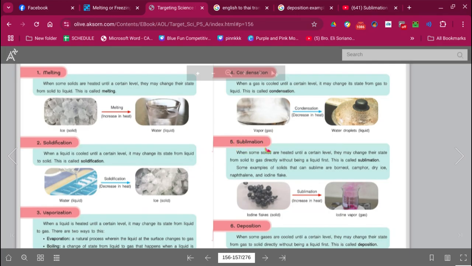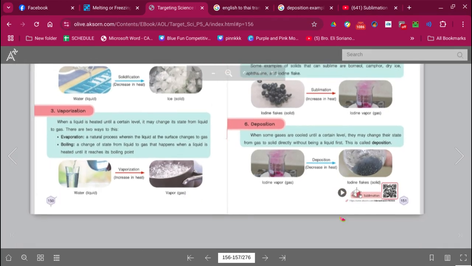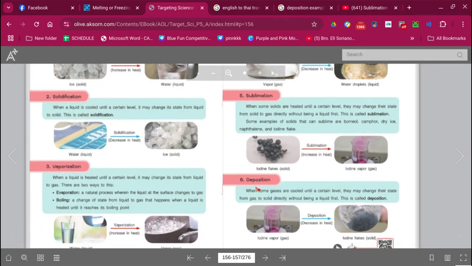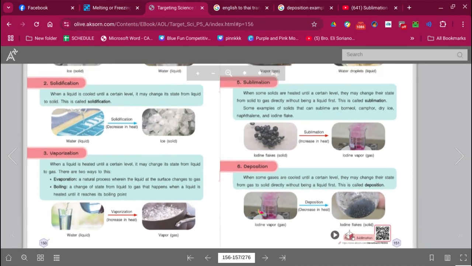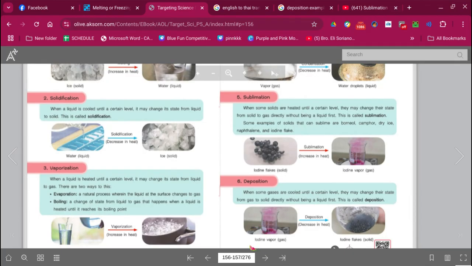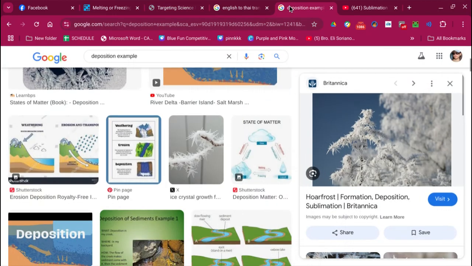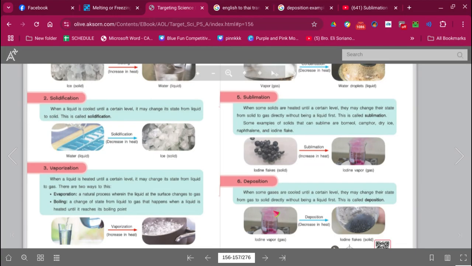And the fifth one is sublimation. From solid, it comes out into a gas, just like iodine flakes. When they are poured into a chemical water, the gases evaporate. Okay? And the last one is deposition. From gases, it turns into solid. So you are very good, Kongqwang. Yeah, you are a very good student.